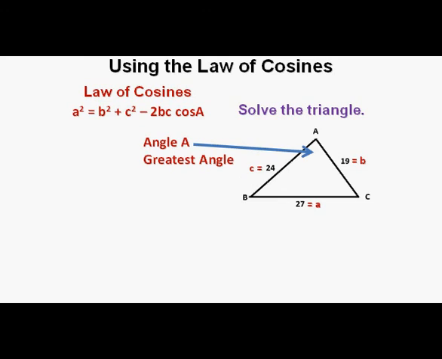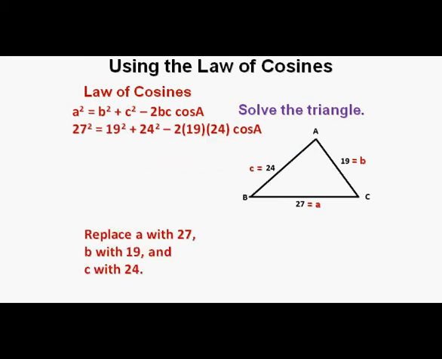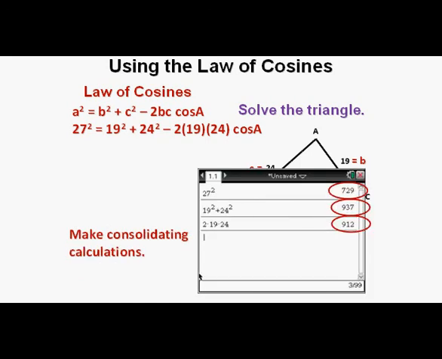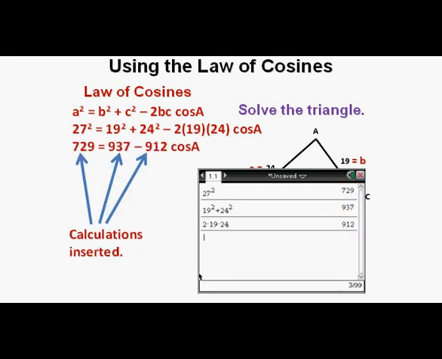Next, we replace A, B, and C in the formula with the side lengths of 27 for A, 19 for B, and 24 for C. Next, we can do some consolidating calculations using the calculator. Those calculations are 27 squared equals 729, 19 squared plus 24 squared equals 937, and 2 times 19 times 24 equals 912. And here the calculations are inserted into our equation.